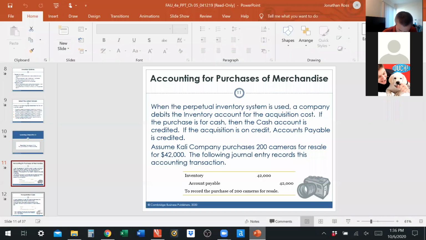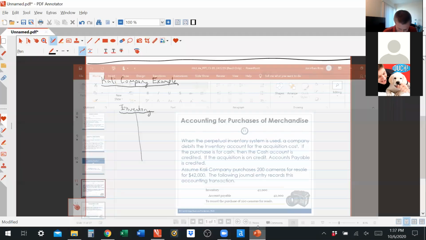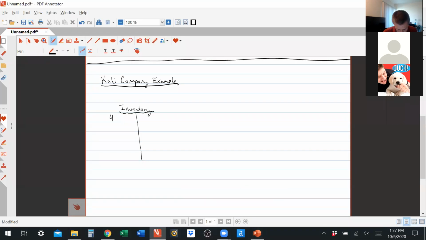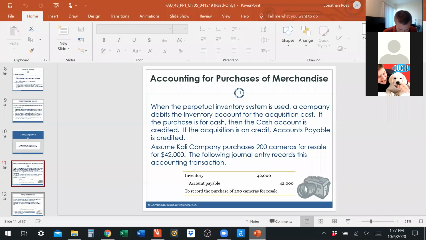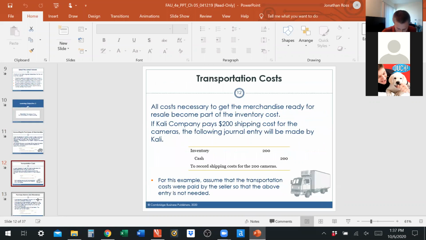And they purchase 200 cameras for $42,000 on credit. They have to pay for them later. They haven't paid for them yet. So they would debit inventory for $42,000, and they would credit accounts payable for $42,000. We don't need to make a T account for accounts payable. I mean, we could, but we're focused in this chapter on the inventory account.